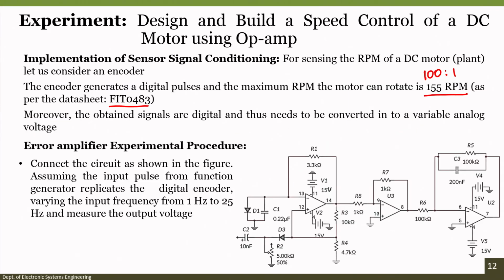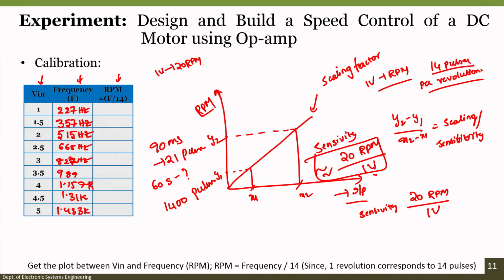Now, the next step is implementation of signal conditioning. Why do we require it? Whatever input we see in the CRO is pulsating. Generally we should get 0 to 5 volts, but when we observe the CRO we are getting 0 to minus 5 volts. The reason is that we have reversed the clock pins.